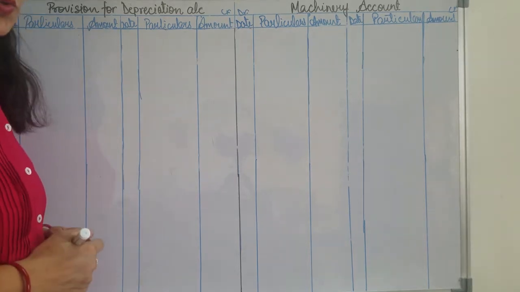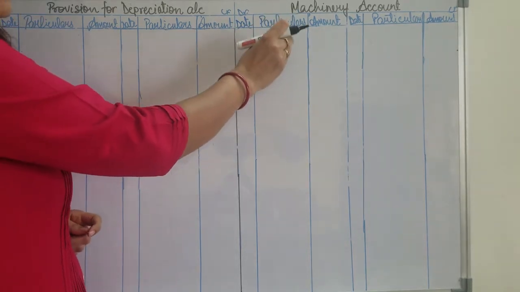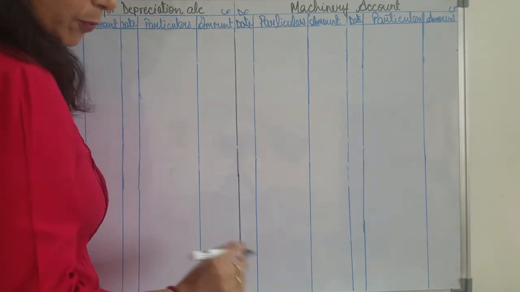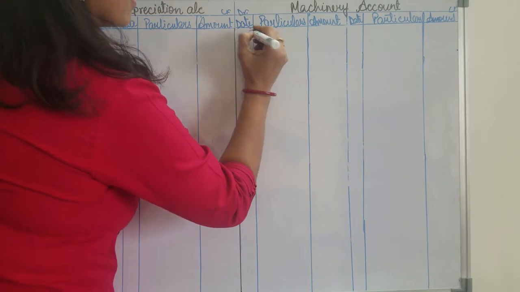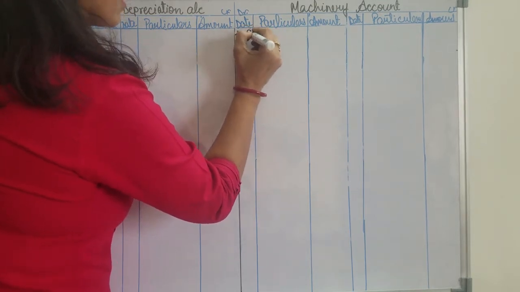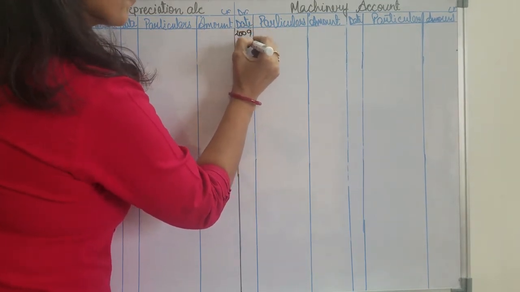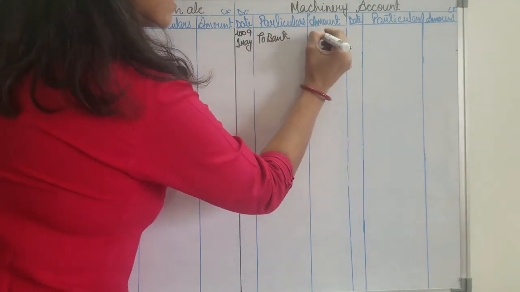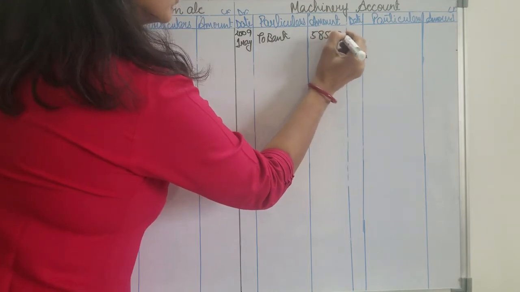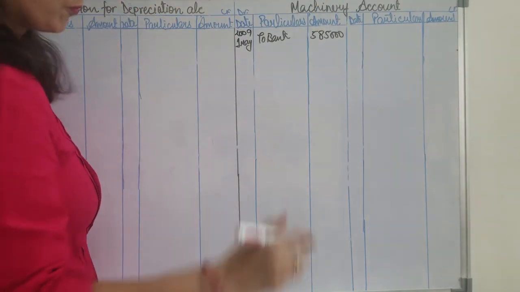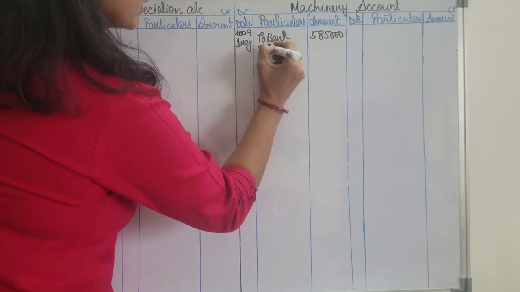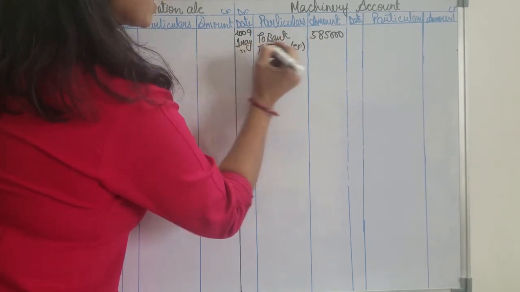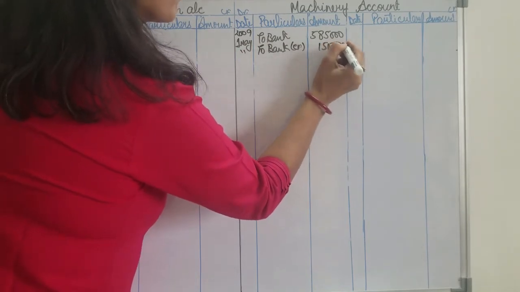Now, as I told you earlier, the machinery account will appear at its original cost. So the entry of purchase of machinery will be made here: date 2009, 1st May, to bank, and rupees 5,85,000 is the cost of machine. Then rupees 15,000 spent on its erection on the same date. So to bank, date will be the same, and 15,000 here.